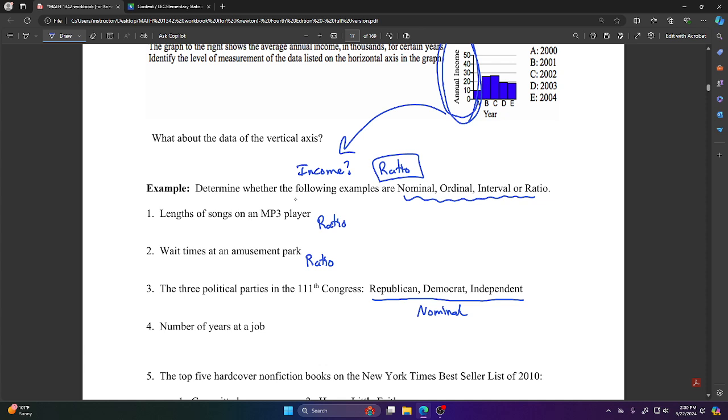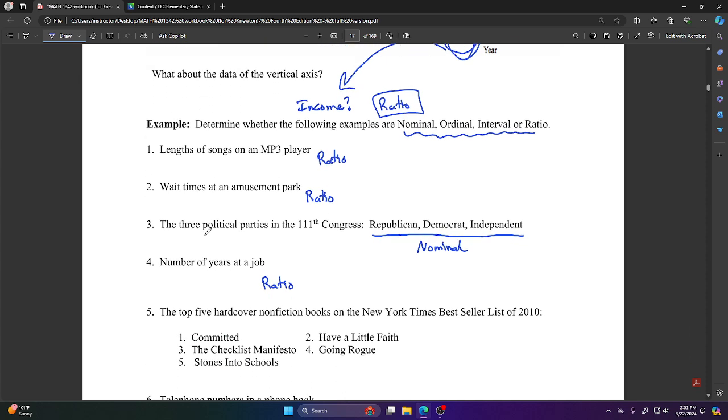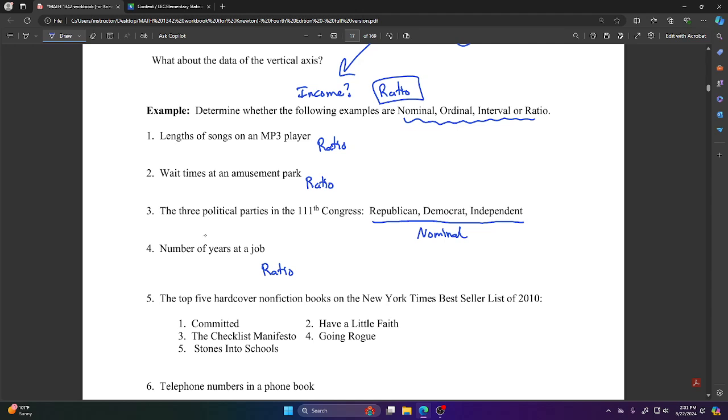The number of years at a job. Ratio sounds pretty good. I like ratio as well. Again, if you had 0 years at the job, you wouldn't have had a job. Does that make sense? Top 5 books. What would this be? Ordinal indeed. You got it. Ordinal. Order. You can see the ranking, right? First, second, third, fourth. Yep. Very good.